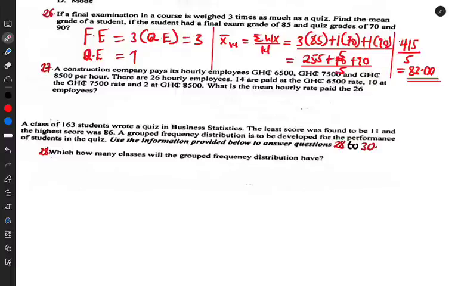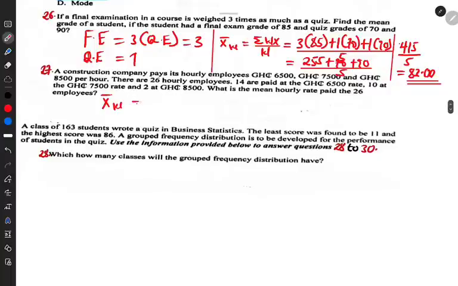Question 27. A construction company pays its hourly employees 6,500 Ghana cedis, 7,500 Ghana cedis, and 8,500 Ghana cedis per hour. There are 26 employees, 14 are paid 6,500, 10 are paid 7,500, and 2 at a rate of 8,500. What is the mean hourly rate paid the 26 employees? So here we have the hours and the hourly rates that have been given. So straight up, the mean hourly rate is going to be a weighted kind of mean.